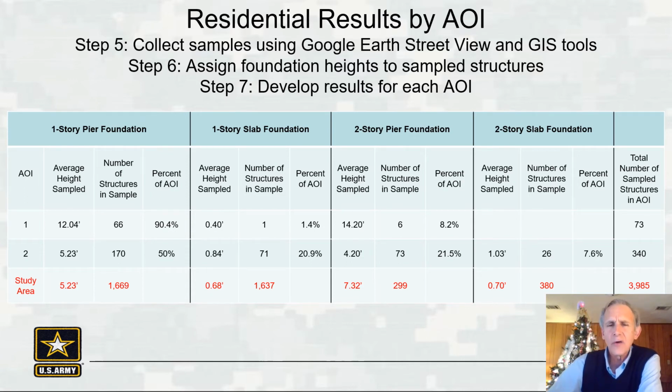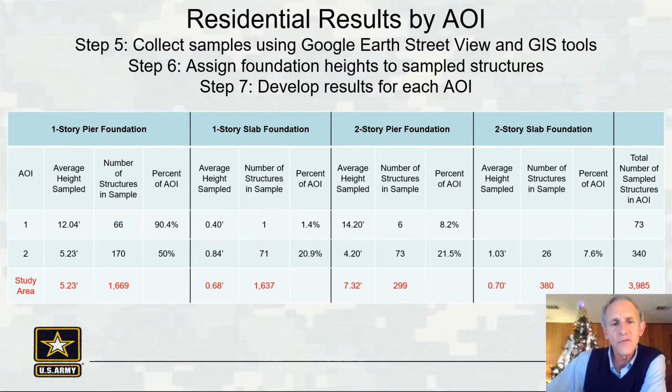If you notice across the top, we have the different types of residential structures for our depth damage curves: 1-story pier, 1-story slab foundation, 2-story pier, 2-story slab foundation. And we sampled 73 structures in this first area of interest. And 66 of them were 1-story pier foundation, so it was very near the coast.